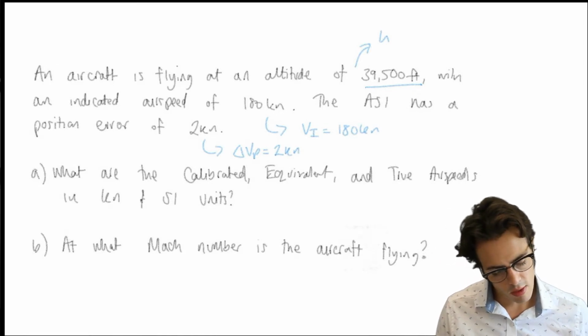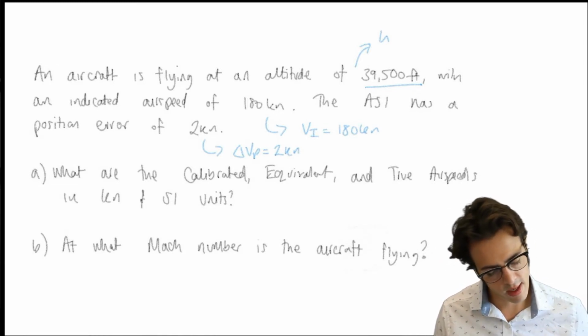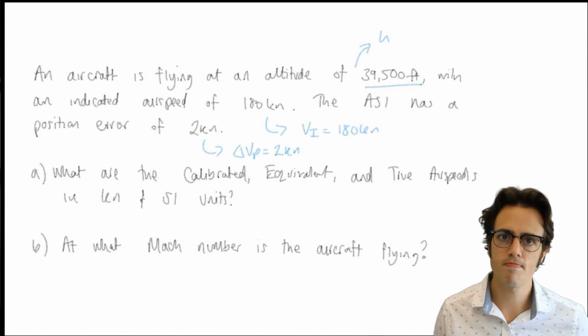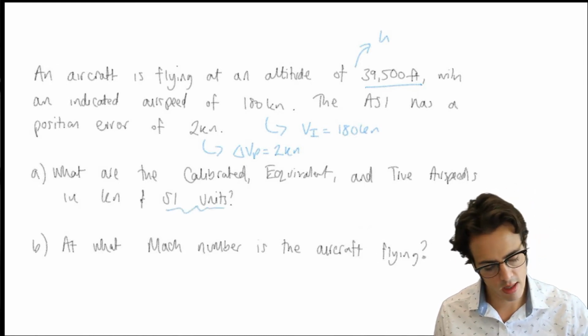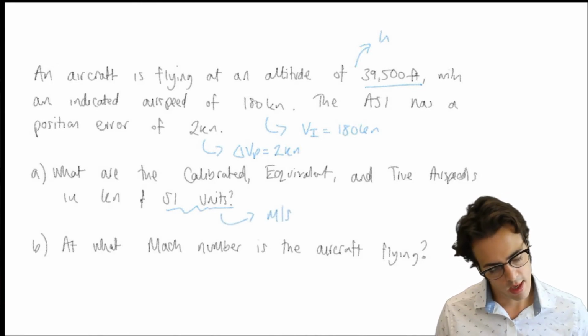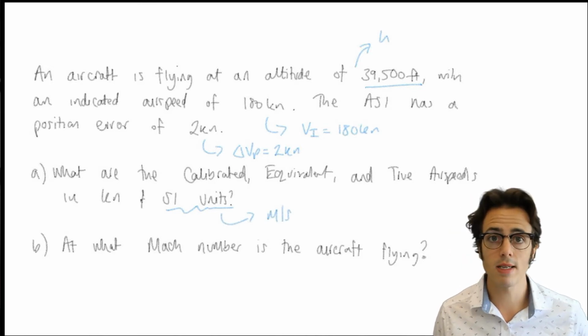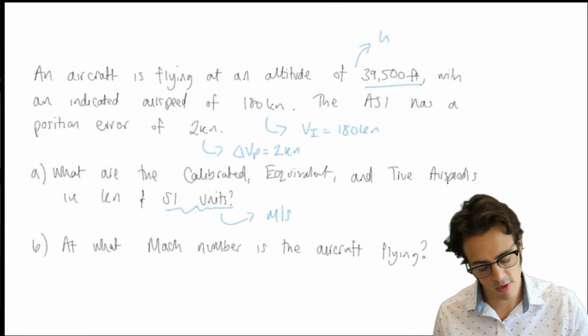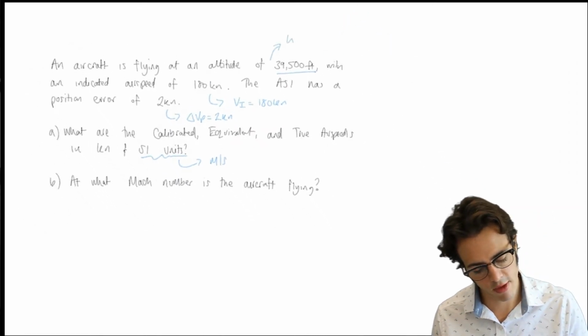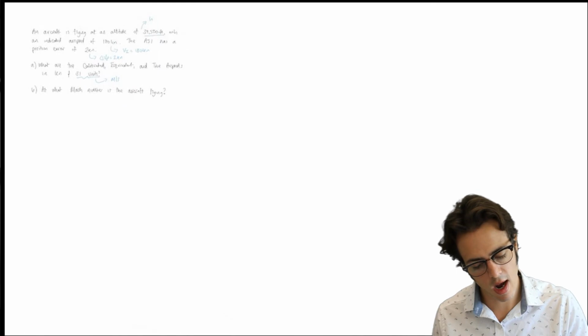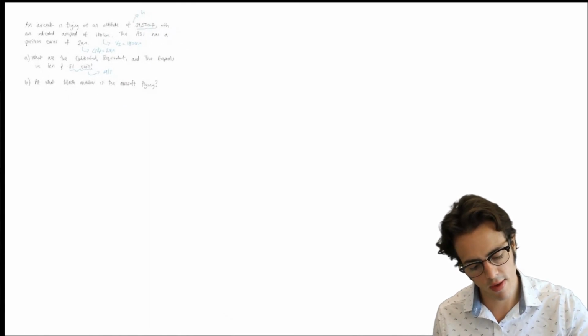We're asked two things. What are the calibrated, equivalent and true airspeeds in knots and SI units? So SI units, what are they going to be? Well, they'll be meters per second for us. And then at what Mach number is the aircraft flying? So let's tackle this first one. Tackle this first question to get the ICE-T conversion. So let's write this out.